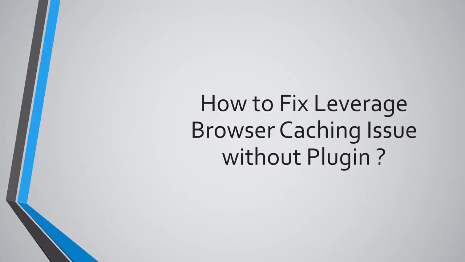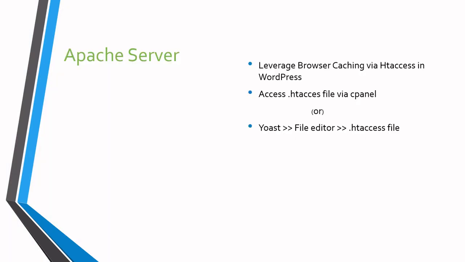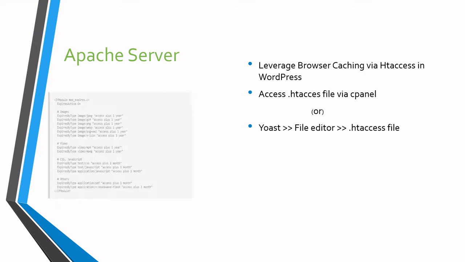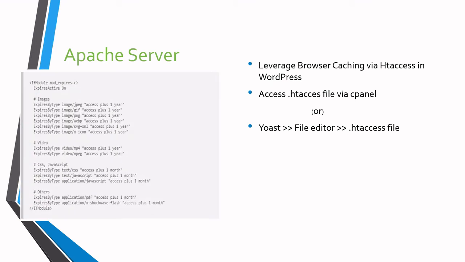Now let us see how to fix the leverage browser caching issue without a plugin. You can fix leverage browser caching via .htaccess in WordPress. You can reach the .htaccess file via cPanel, or if you are using the Yoast plugin, you need not access cPanel. You can just open the file editor and directly access the .htaccess file. In the .htaccess file, you have to set the maximum period for caching.